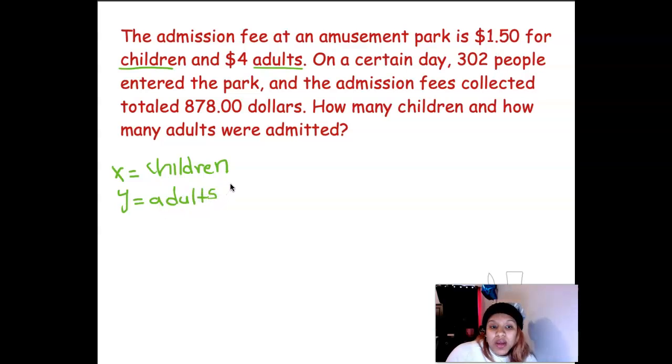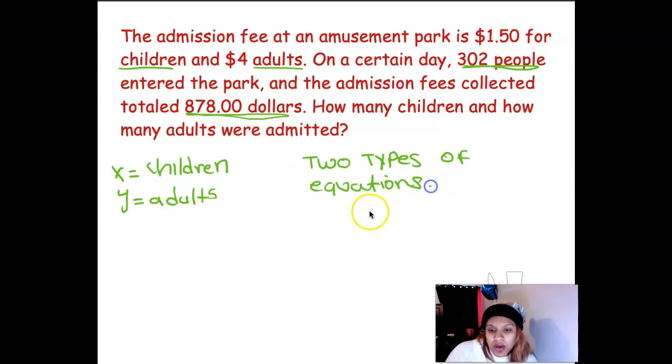All right? If you think about it, you have two things going on here. You're talking about people going into the park, so the number of people gives you a total amount of people, right? And then it gives you a total amount of money coming in based on the number of people. That tells me that I'm going to have two types of equations. One equation is going to be with the people information, and one equation is going to be with the money amount information. So two types of equations. This just helps me organize my work. One is going to be people, and the other one's going to be money.